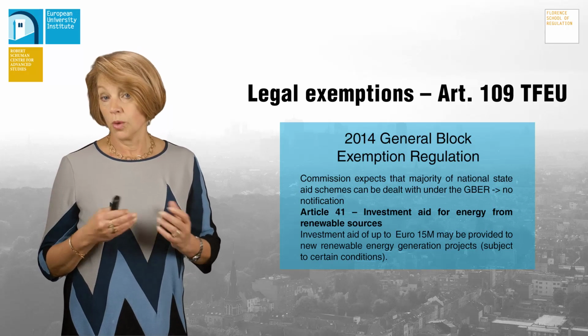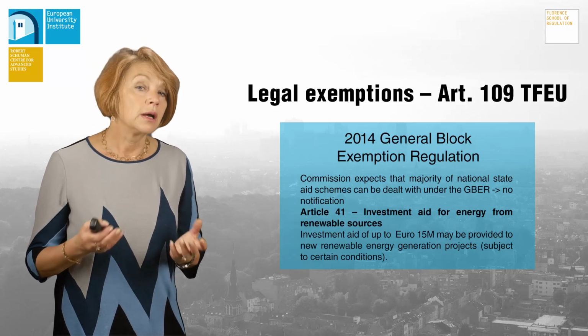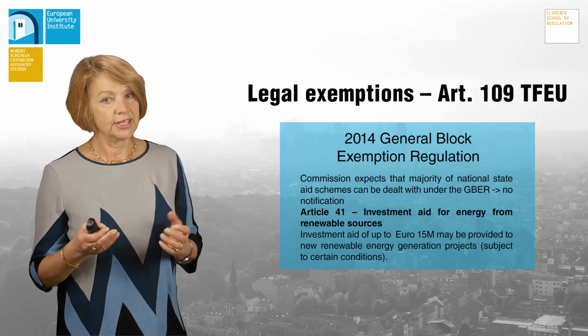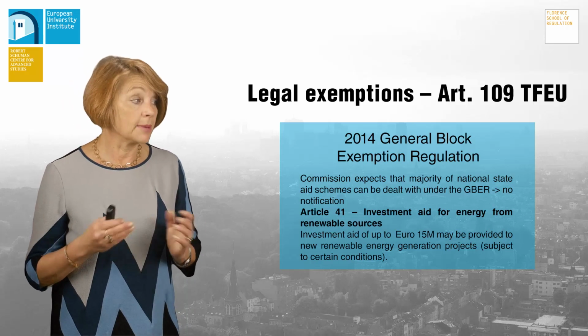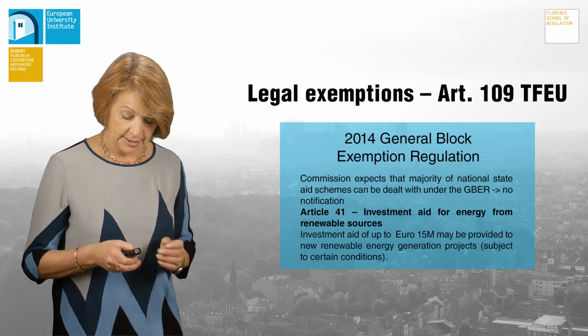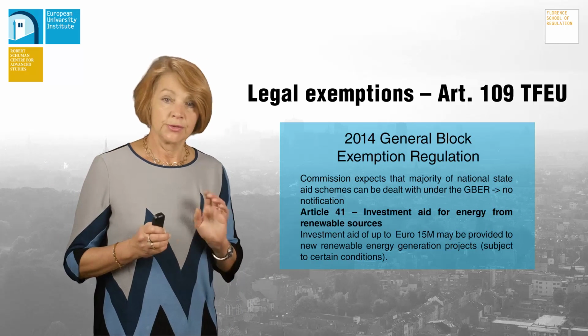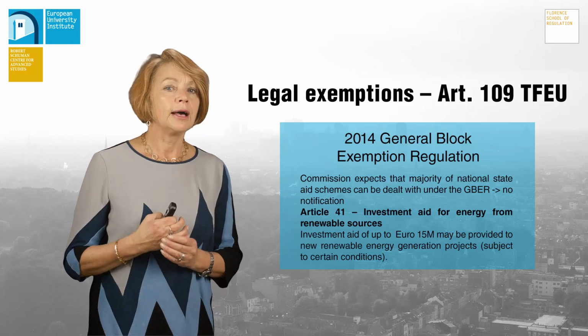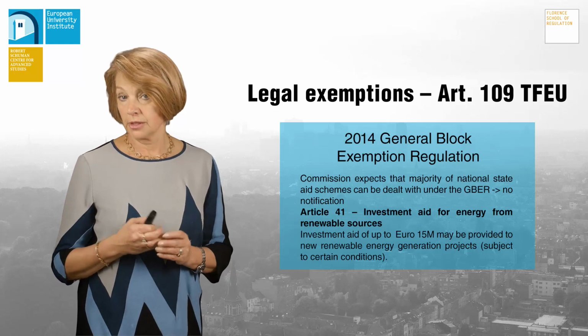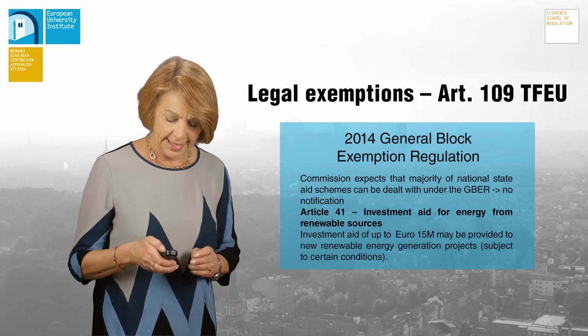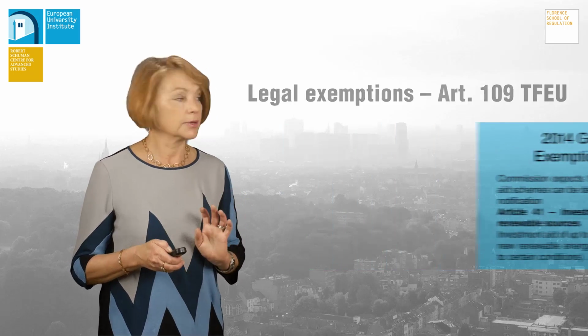But there are limitations, there are conditions in the block exemption. I just mentioned one. Article 41 allows for state aid for renewable projects up to 15 million per year in any one member state. And there are other conditions as well. So we have to be very careful when we claim that the block exemption applies. We have to look very carefully at all the conditions in the block exemption.